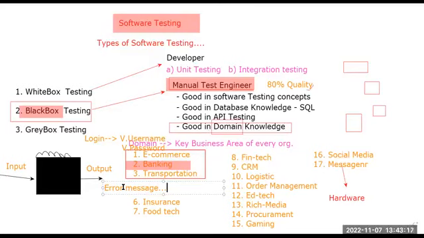Correct. So we have given the input, but in the output we are getting some message. I have given the correct username and correct password, but after giving it, I'm getting an error message saying invalid credential. It means there is an issue, there is a problem in this particular feature.